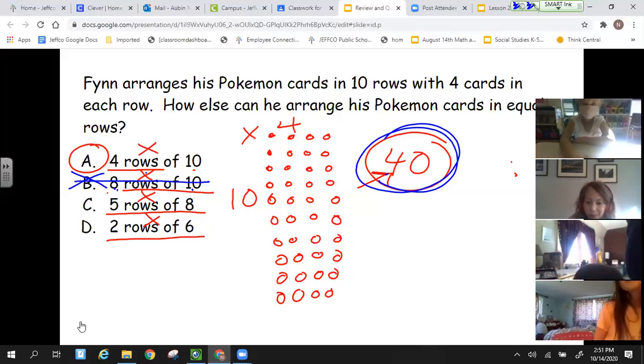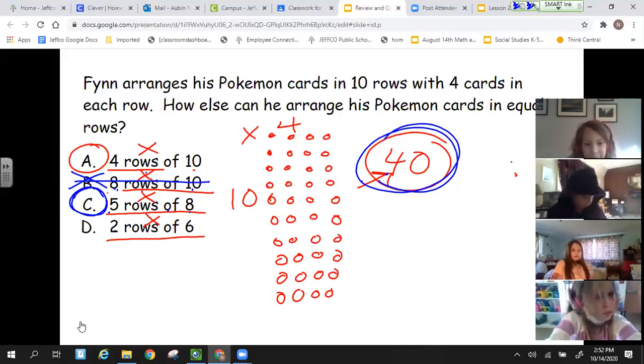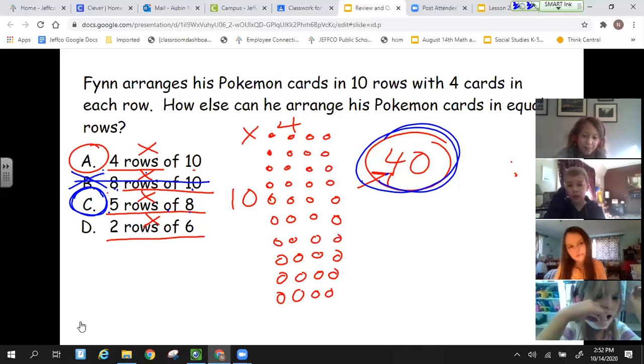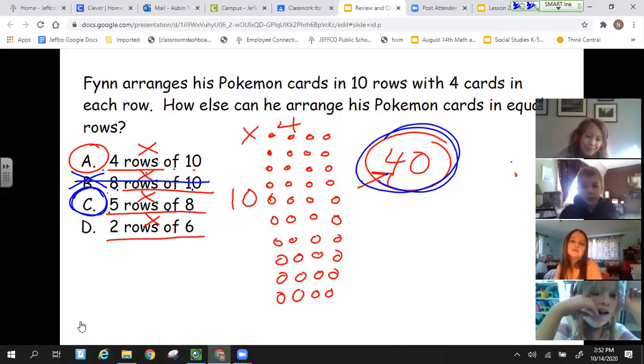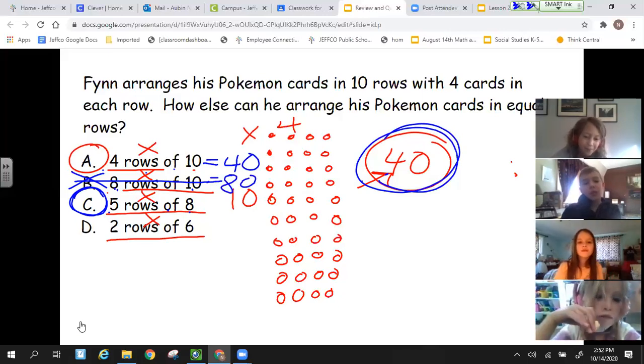What about 5 rows of 8? How many would we need, Paxton? We need 40. Would that work? Could we arrange them in 5 rows of 8? Sure, 5 times 8 is 40. So we could do 4 rows of 10 because that equals 40. We could not do 8 rows of 10 because that equals 80. We could do 5 rows of 8 because that equals 40.